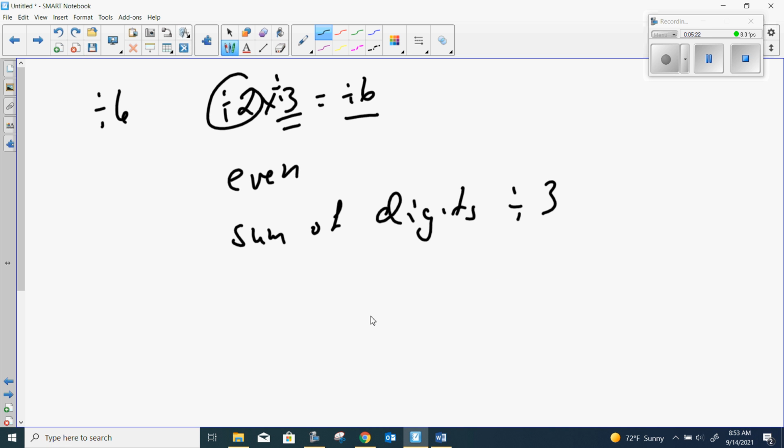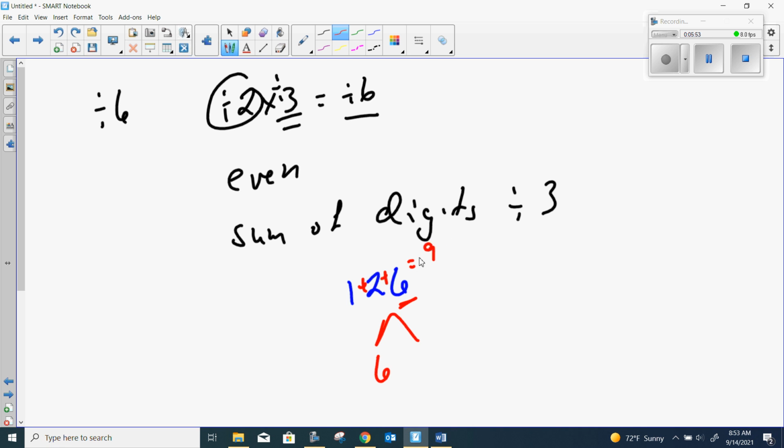So if I bring to light that number that I had earlier, you may recall it, 126. When I add 1 plus 2 plus 6, I get 9. Well, 9 is divisible by 3, therefore 126 is also divisible by 3, and we got that 42 number. However, it's also even, which means it's also divisible by 6.